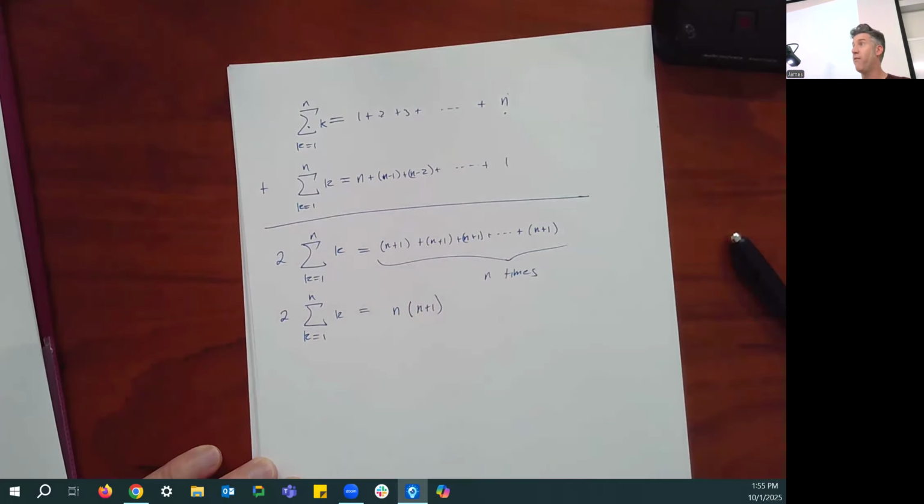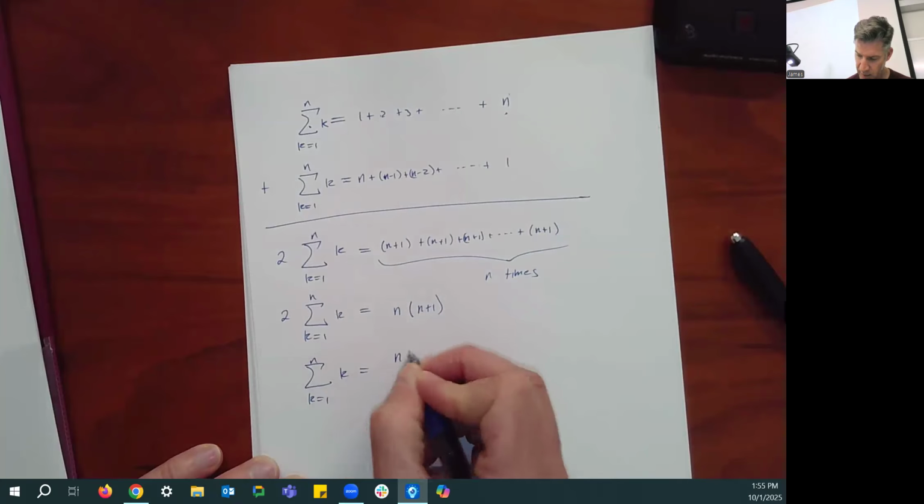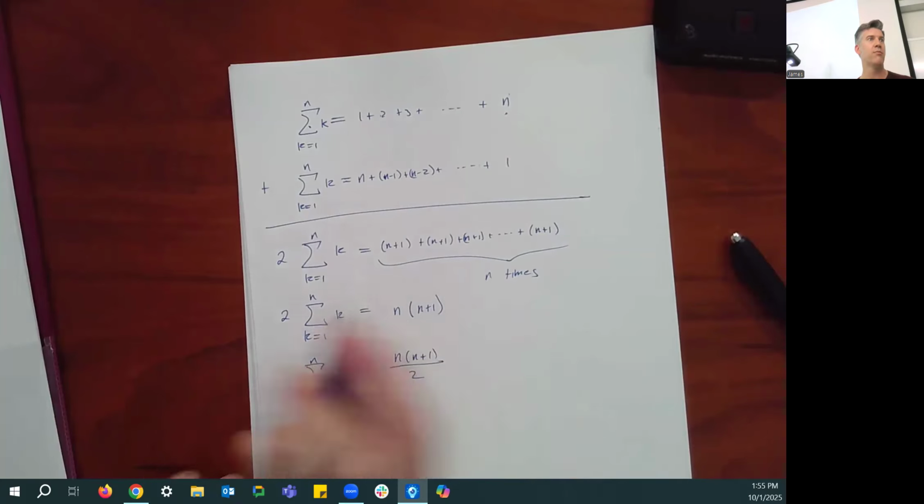And then to finish it off, we divide both sides by 2. Sum from k equals 1 to n of k is n times n plus 1 divided by 2. Pretty cool.